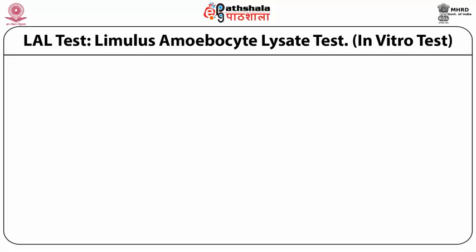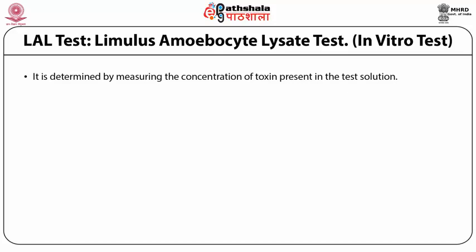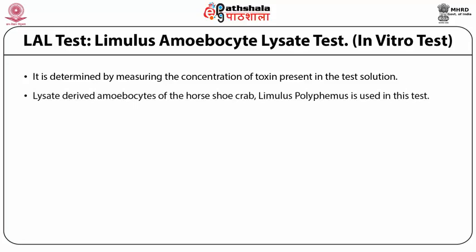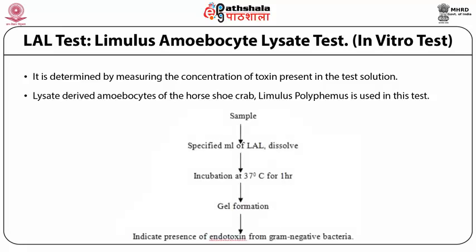This is a ray diagram which is showing the different steps for this LAL test. It is generally determined by measuring the concentration of the toxin present in the test solution. The lysate derived from amoebocytes of the horseshoe crab, Limulus polyphemus, is used in this test. So the diagram is showing we are taking the sample, a specified ml of LAL reagent is dissolved, then incubated at 37 degree temperature for 1 hour, and the gel formation is going to occur, and this gel formation indicates the presence of endotoxin from the gram-negative bacteria.